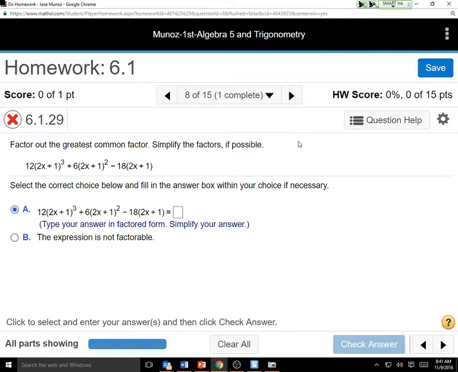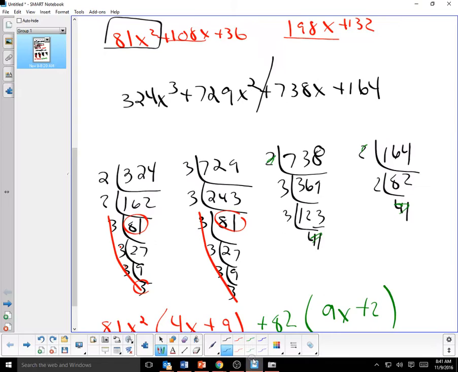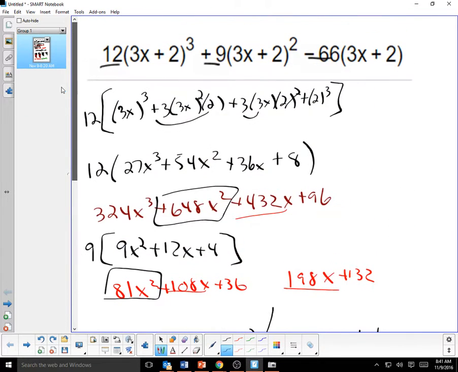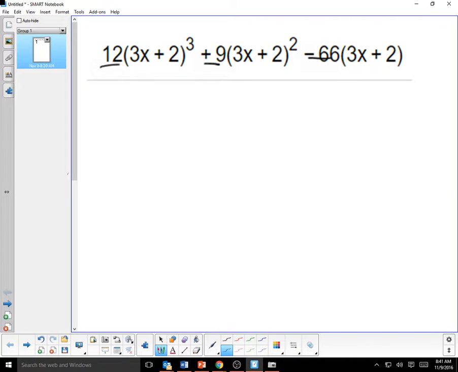So we took out, what did we originally take out? Do we still have it over here? Here it is. Let me clear this ink. So that's 12. We took out 3, 3x plus 2. And that left us with 4.